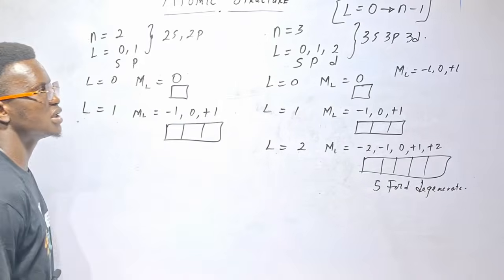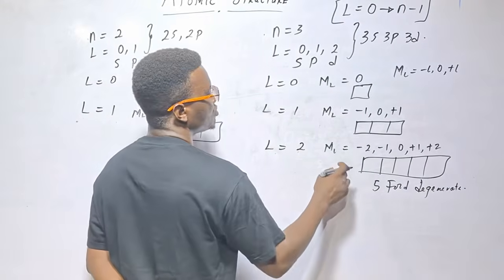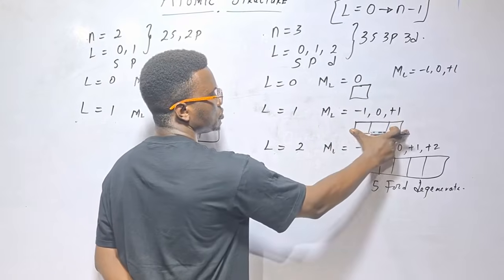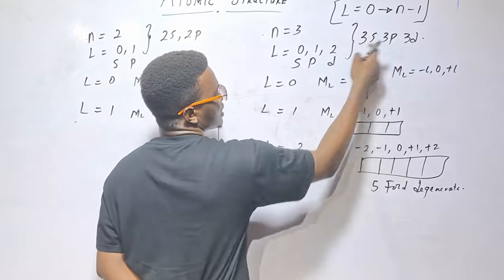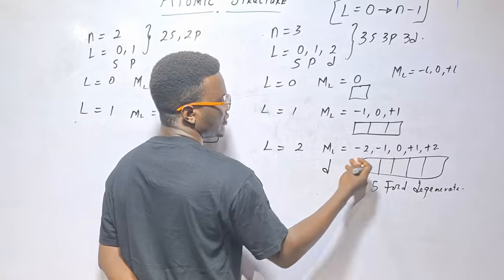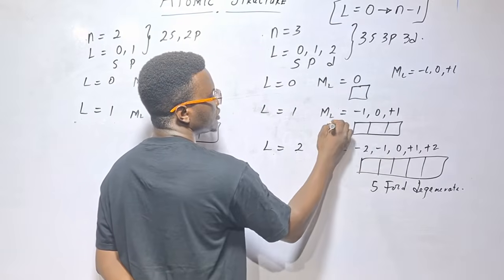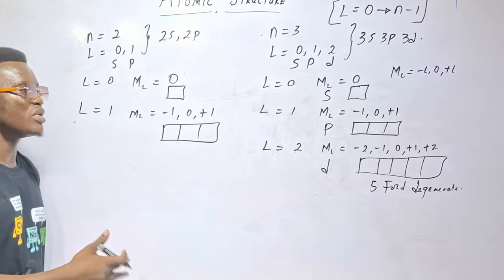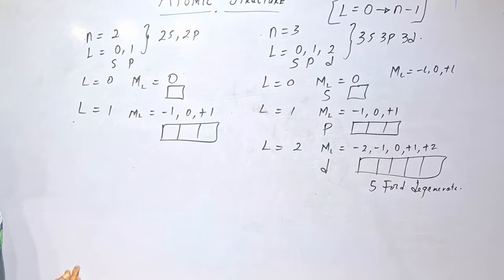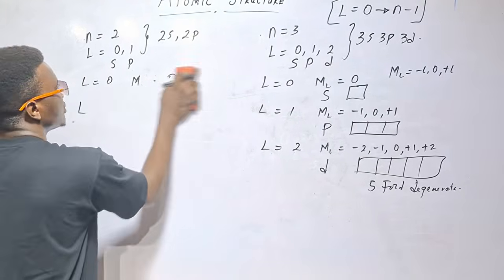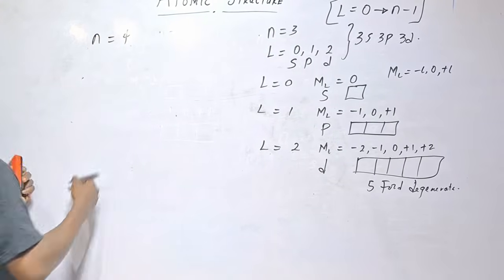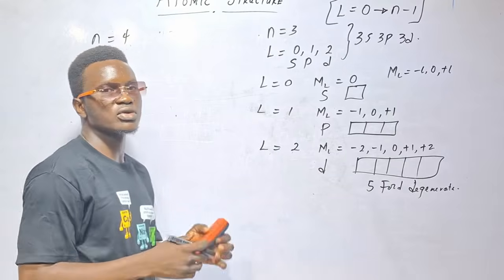So we have determined the values for n equals 3. When n is 3, L is 0, 1, 2. Then when L is 0, ML is 0. When L is 1, ML is minus 1, 0, plus 1. When L is 2, then ML is minus 2, minus 1, 0, plus 1, plus 2. So you can see that the S is just 1, P is divided into 3, and D orbital is divided into 5. So that's what that part is talking about.